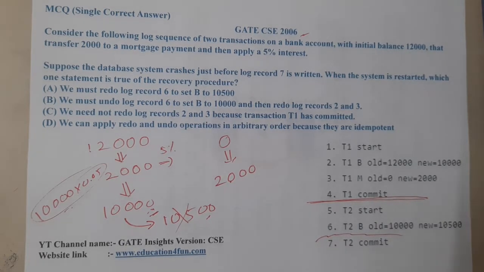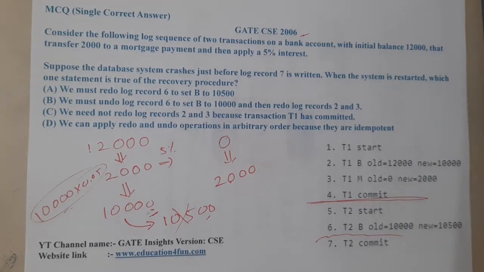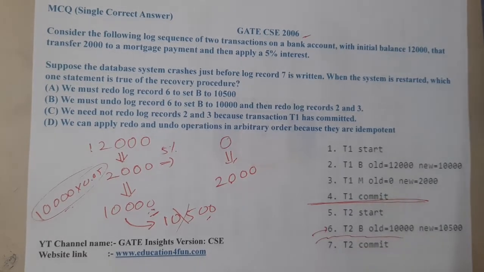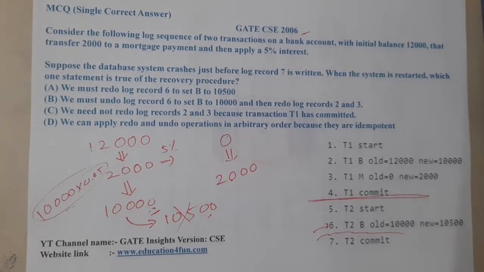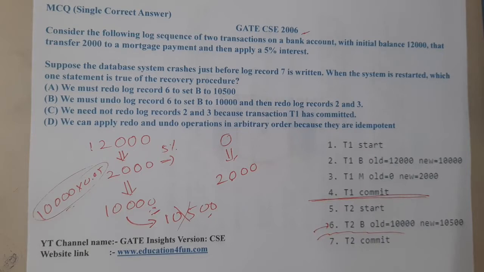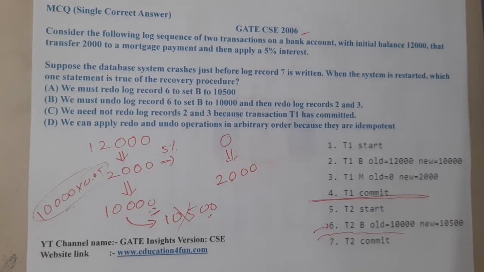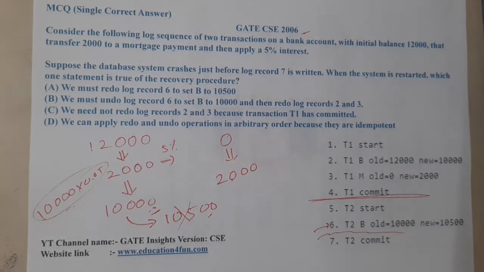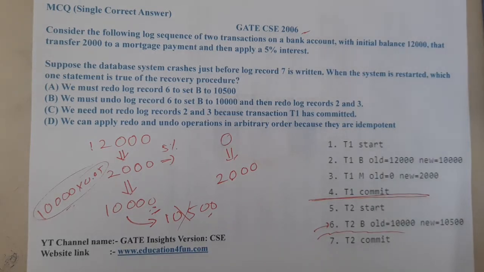So now moving on to option A. Option A says that we must redo log record 6 to set B equal to 1050. Option B says that we must undo record 6 to set B to 1000 and then redo log records 2 and 3. Option C says that we need not redo log 2 and 3 because T1 has been committed. Option D says that we can apply redo and undo operations in arbitrary order because they are idempotent.